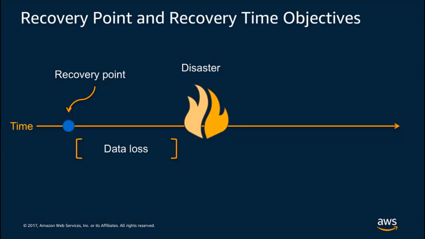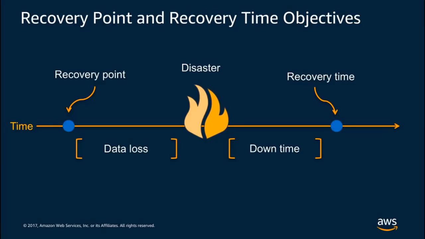A concrete example here is maybe you take nightly backups, you send those tapes off-site. If a disaster happens in your data center at noon the next day, you've potentially got 12 hours of data loss between the last recovery point, the backup that you took, and the disaster happening. Your business continued to run for those 12 hours, but data was potentially lost. Work that was done during that time period was potentially lost.